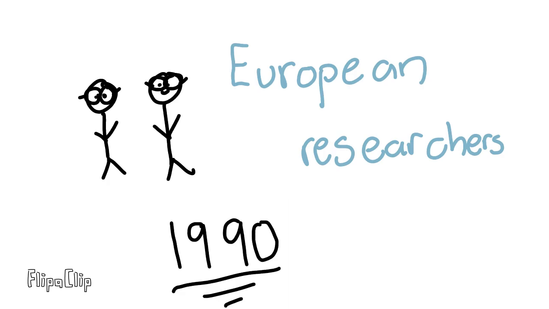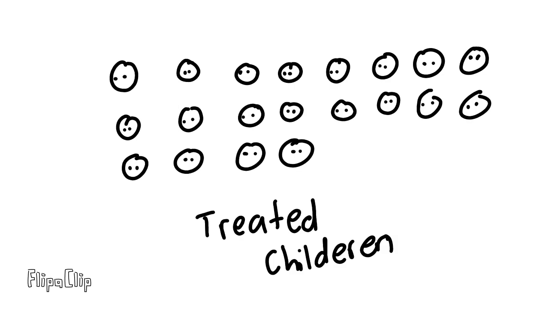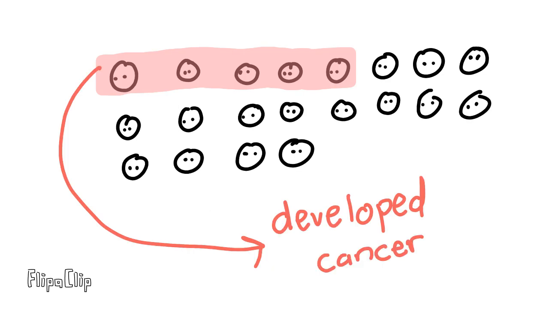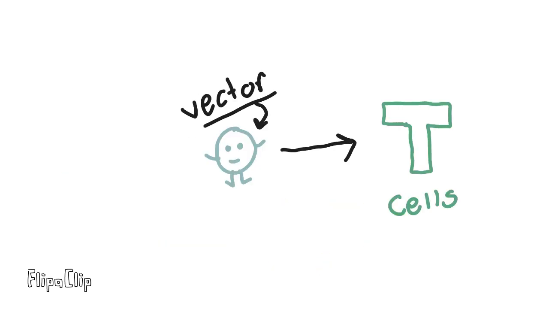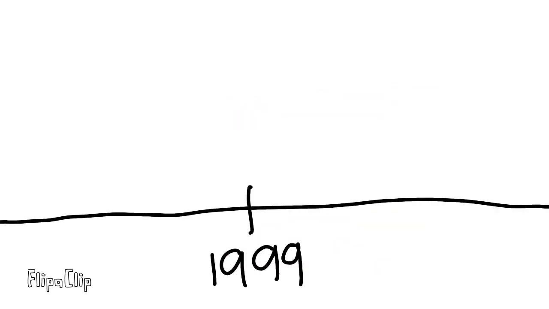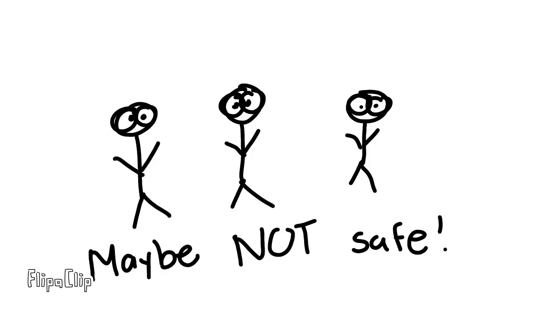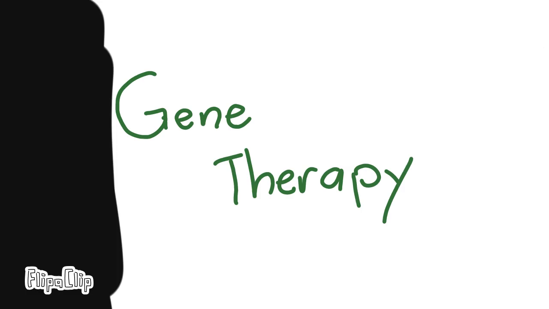European researchers in the 1990s also focused on gene therapy, but 5 out of 20 of the treated children developed cancer within the first several years because the vector set to their T cells activated oncogene, which triggered leukemia. And then, in 1999, an 18-year-old died after receiving gene therapy. Could you imagine the conversation between the scientists being like, maybe this isn't safe? So then, gene therapy came to a halt.